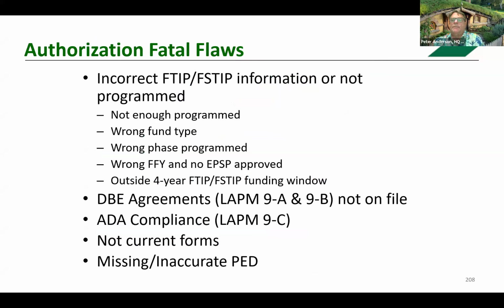What are some of the significant flaws that require Caltrans to reject? Of course, it goes back to the FTIP, same thing as before: program, fund type, phase, fiscal year, or it's outside. We don't have our DBEs in place and on file. And again, we have annual submittals that have to be done for the 9B and the 9C. And again, not using the current forms, or a missing or inaccurate PED.